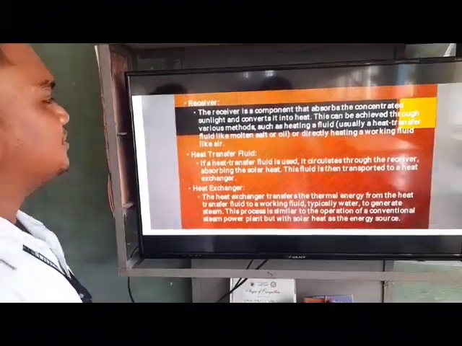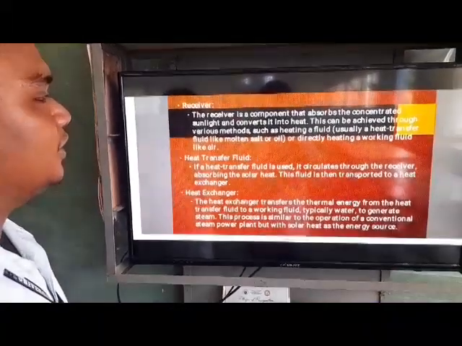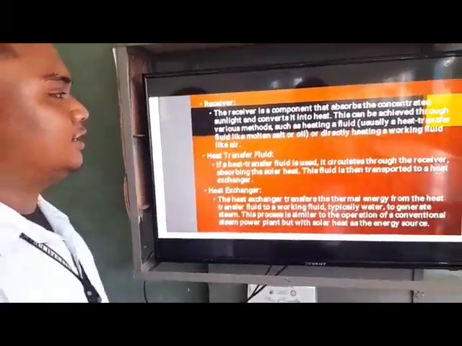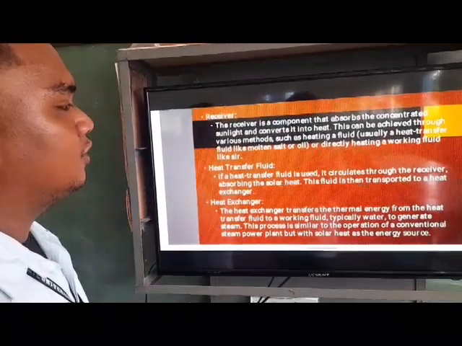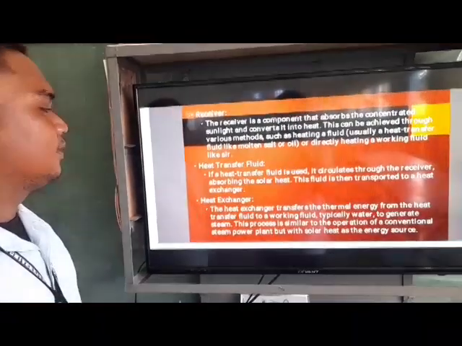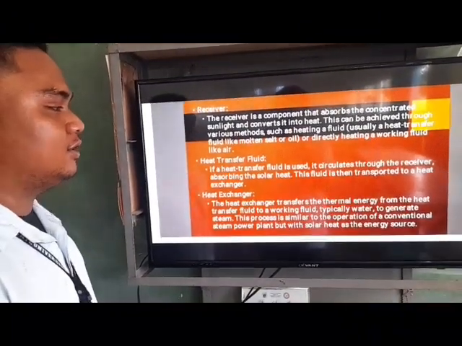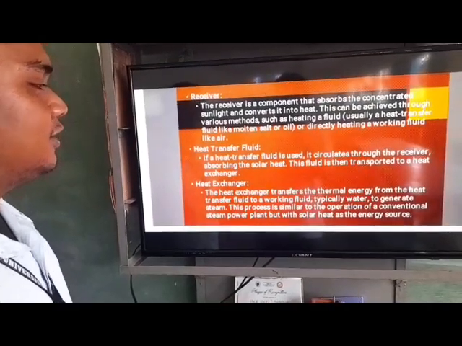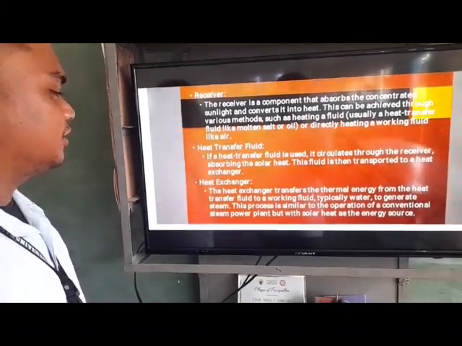Receiver. The receiver is a component that absorbs the concentrated sunlight and converts it into heat. This can be achieved through various methods, such as heating a fluid, usually a heat transfer fluid like molten salt or oil, or directly heating a working fluid like air. Heat transfer fluid. If a heat transfer fluid is used, it circulates through the receiver, absorbing the solar heat. This fluid is then transported to a heat exchanger.